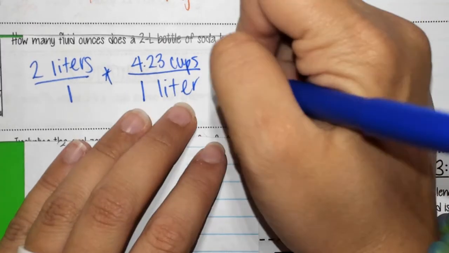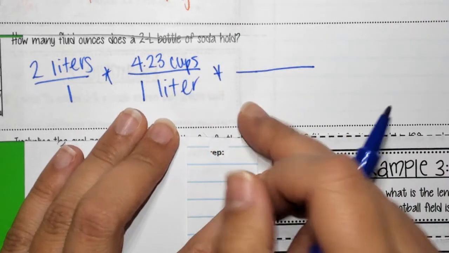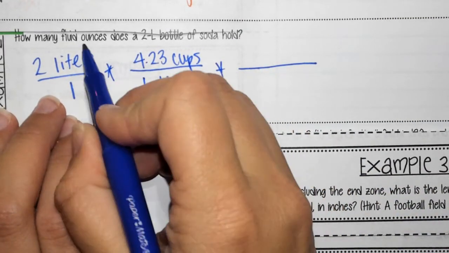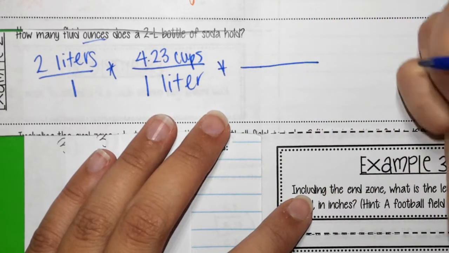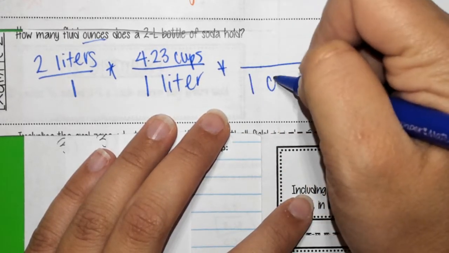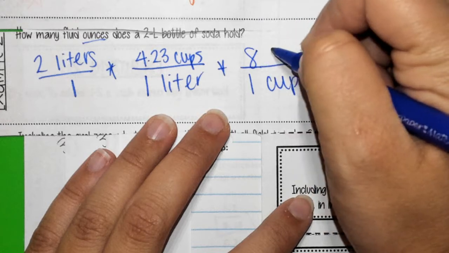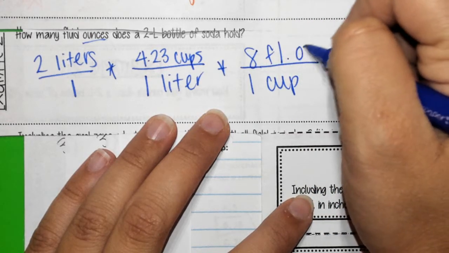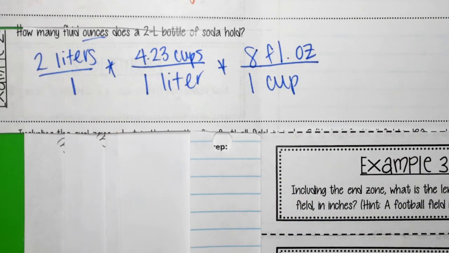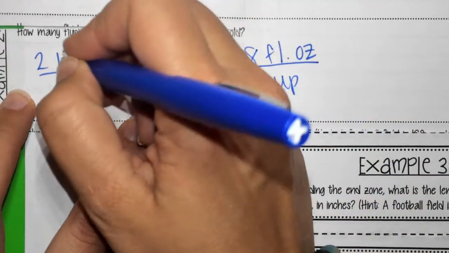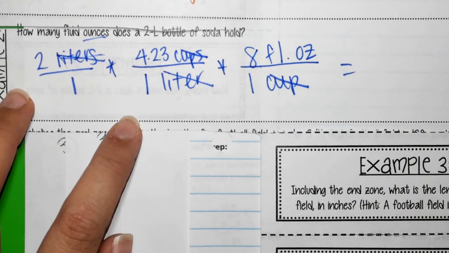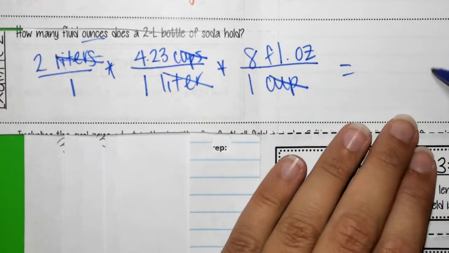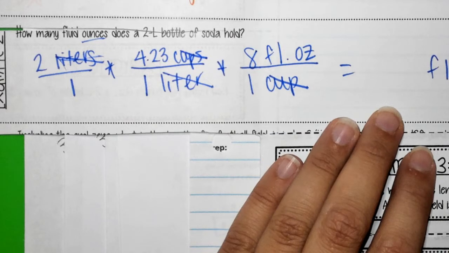Alright, now we need to cancel cups because we're trying to go to what? What are we ultimately trying to get to? Ounces. So are we going to put cup on top or bottom? Bottom to cancel. 1 cup is 8 fluid ounces. We've killed our liters. We've killed our cups. Left is ounces. So multiply 2 times 4.23 times 8 and tell me how many fluid ounces we have.